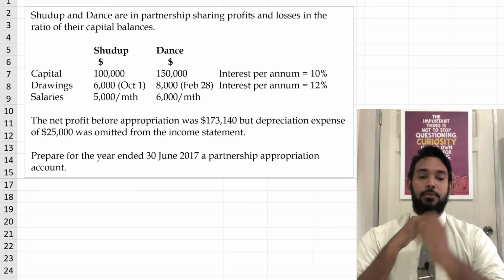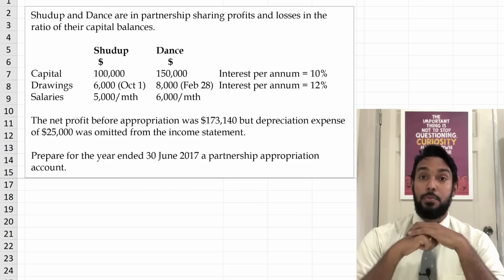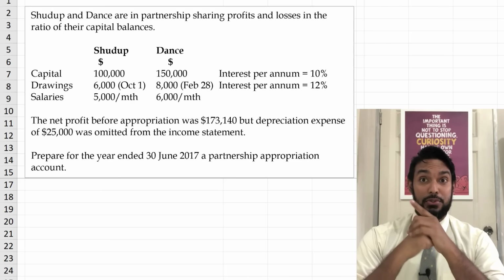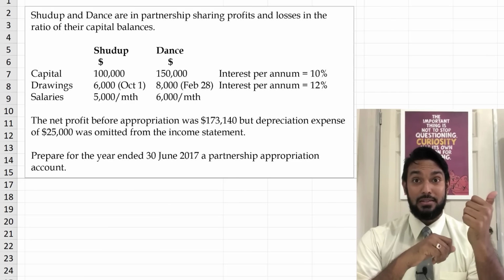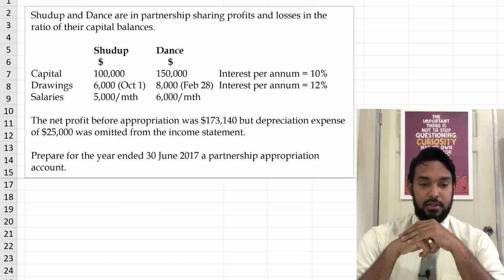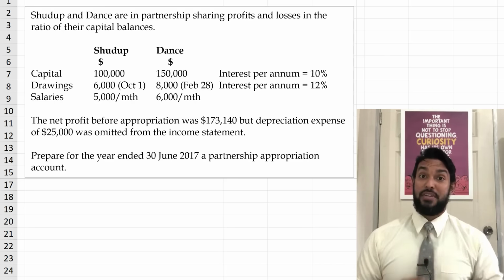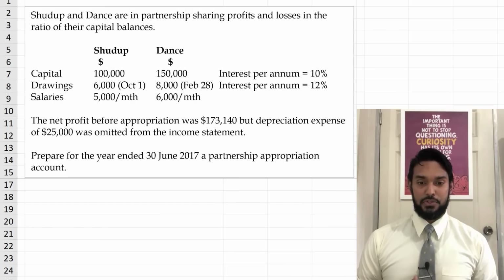All right, net profit before appropriation was 173,140, but depreciation expense of 25,000 was omitted from the income statement. So you see, we have an adjustment to make before we start our appropriation section. Prepared for the year ended 30th June 2017, a partnership appropriation. Oh, so we have a different year end and it's not December 31st.